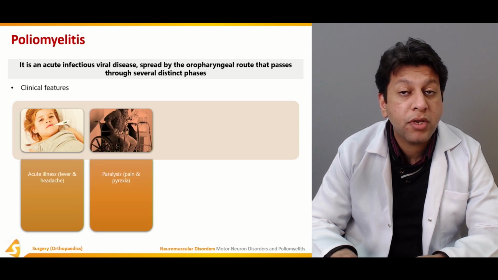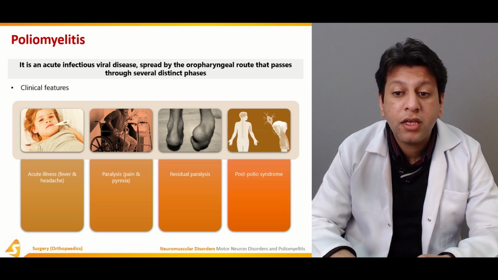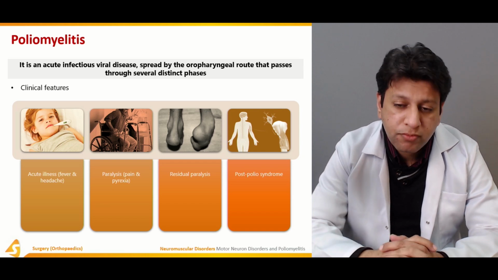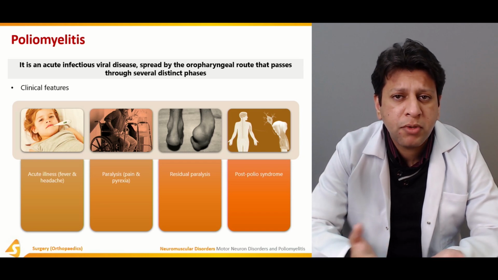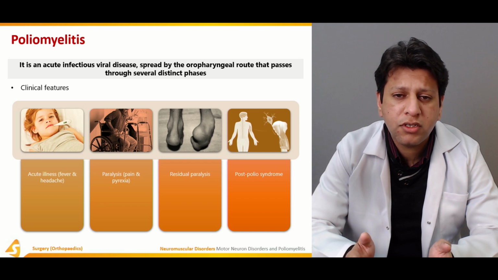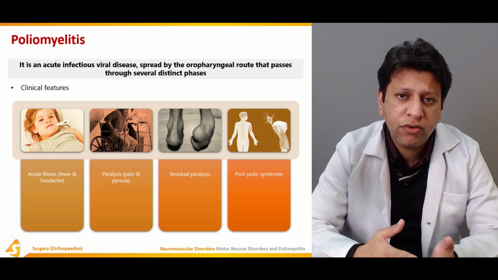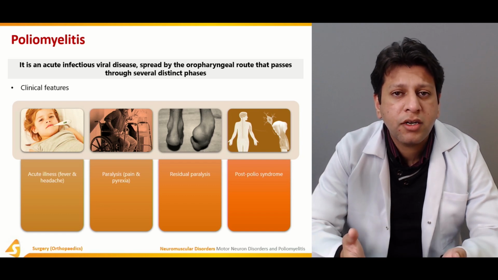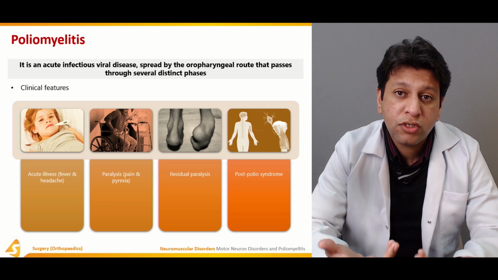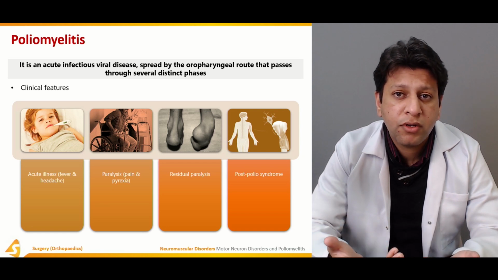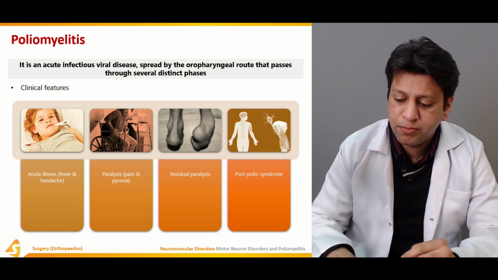There may be paralysis, pain, and pyrexia. There may be residual paralysis that eventually develops into some kind of deformity, and there may be post-polio syndrome. Post-polio syndrome is when, once the acute stage is over, the patients are cured of this disease completely, then suddenly there is a new onset of symptoms. Although it's not a new infection, this is a kind of reactivation of the latent poliomyelitis virus which is present in the body, leading to either paralysis of new muscle groups or increased severity of symptoms in those muscle groups which were previously affected by the polio.